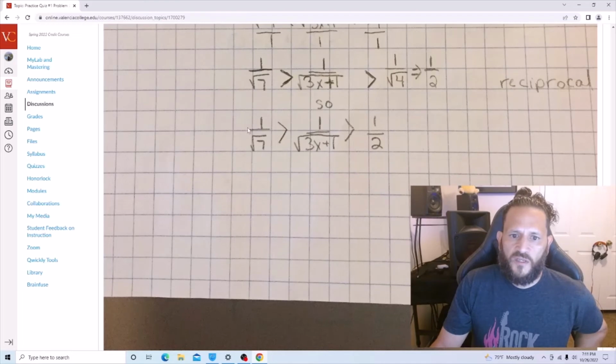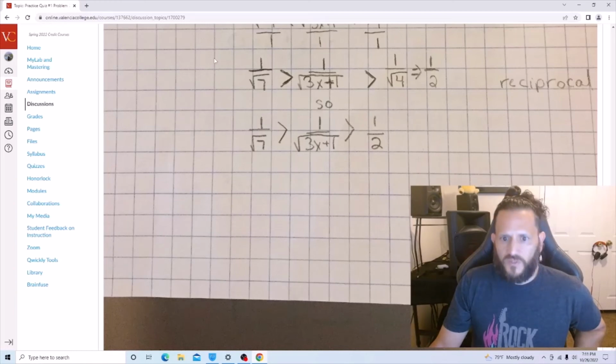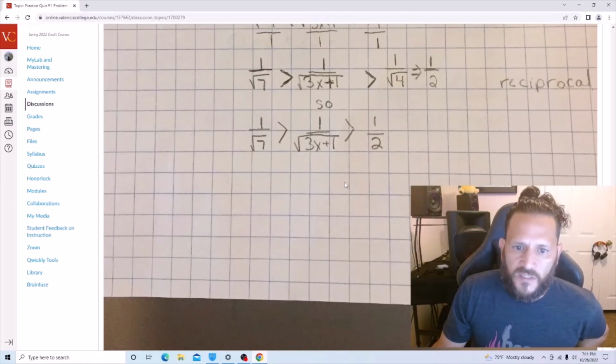We have 1 over the square root of 7 is greater than 1 over the square root of 3x plus 1 is greater than 1/2. So we went through all that work. What is it that they want?